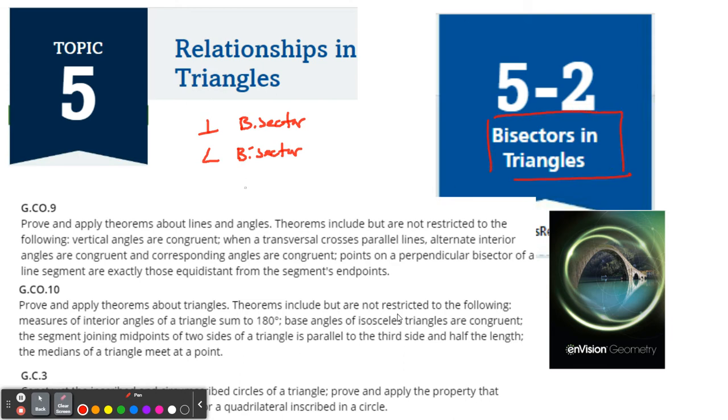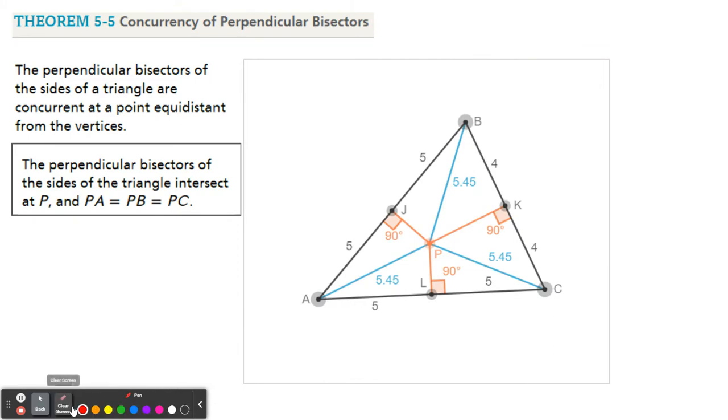Now, let's recall that we can find the perpendicular bisector of a segment, and we can bisect an angle. Well, in triangles, there are 3 sides and 3 angles. So for these, there's going to be 3 perpendicular bisectors and 3 angle bisectors to talk about in our triangles. So let's see how they behave with each other. First, the concurrency of perpendicular bisectors. We're going to focus on the perpendicular bisectors first.